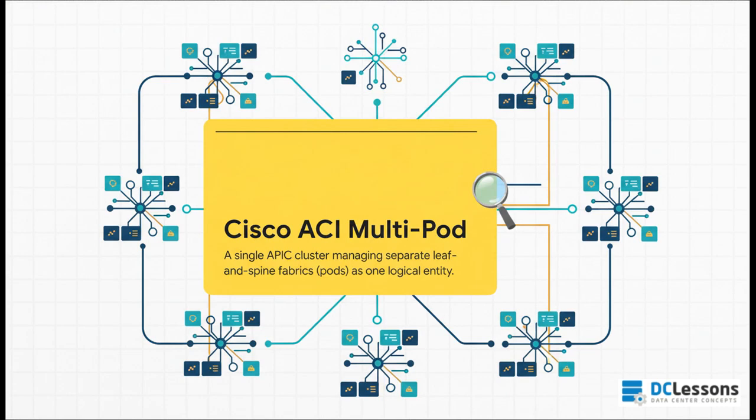So the core concept here is pretty elegant. You take multiple physically separate ACI fabrics, we call these pods, and you stitch them together so they act like one big logical network. This is a game changer because it means you can manage data centers that are miles apart as if they were all sitting in the same room.